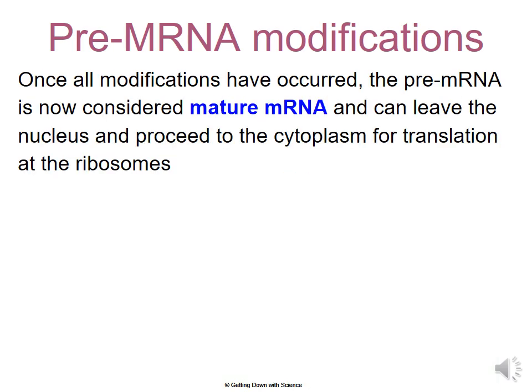So once all of those modifications are done, we've got the cap, we've got the tail, we've done our introns and exons, and we've spliced, then the pre-mRNA is now mature mRNA and can leave the nucleus and go out into the cytoplasm to find a ribosome and be translated.